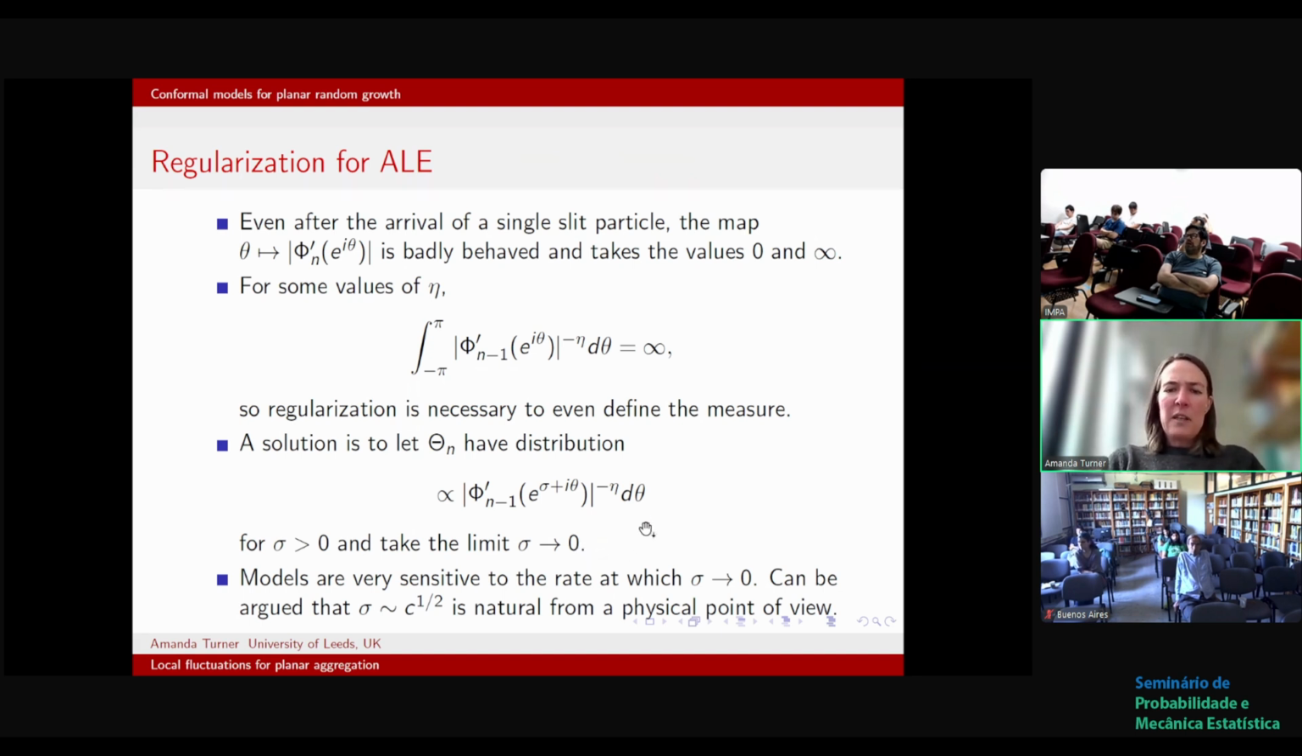In theory, that all sounds fine. The problem is the models are really sensitive to the rate at which you take sigma to 0. So you really have to tune sigma carefully in order to see what you want. And physicists argue that taking sigma like root c is the natural way to do it.